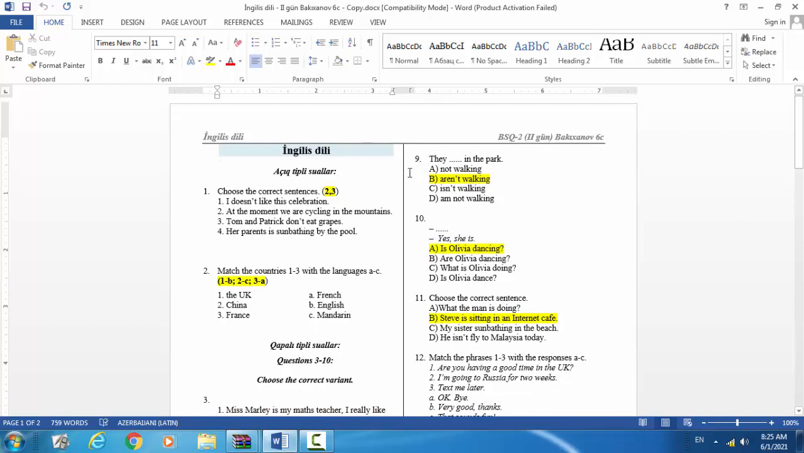Question 9. As you see, in this question we are asked to find the correct form of present continuous. They is a plural pronoun, so it should be followed by are. And the only variant with are in this question is B. They aren't walking in the park.